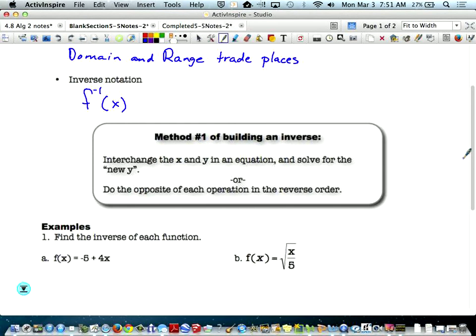In the box, it talks about how you can do this work. Interchange the x and y in an equation and then solve back for the y. Or do the opposite of each operation in the reverse order. And you'll see what we're talking about.